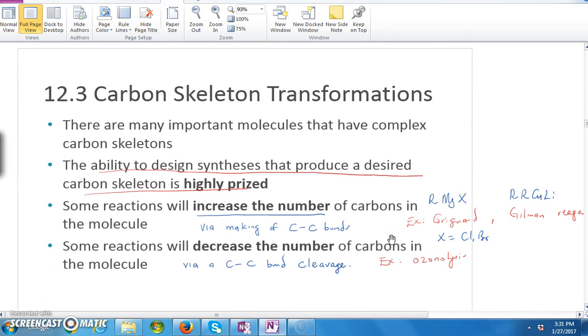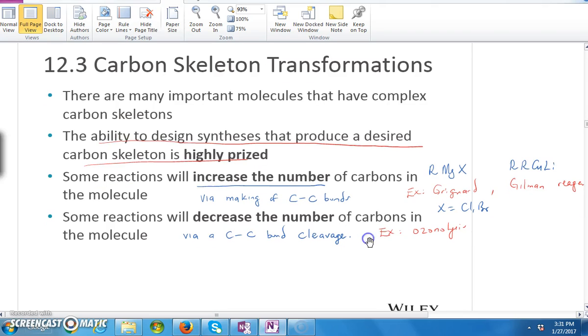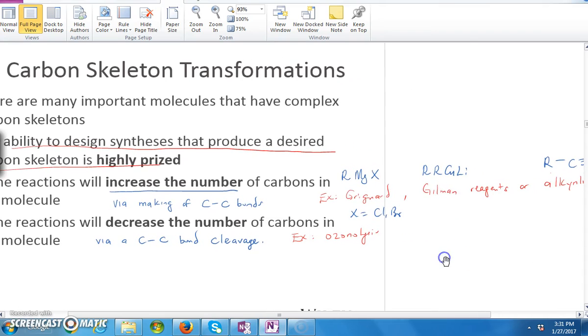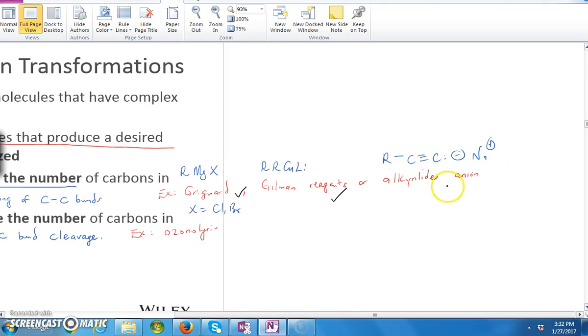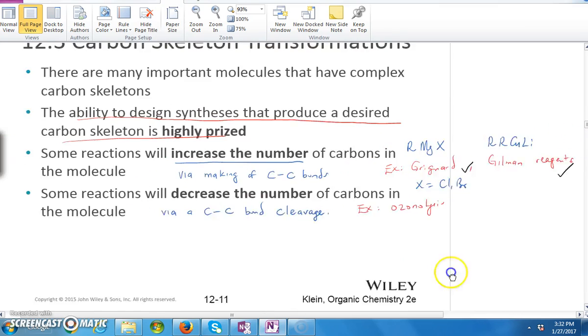Okay. Now, there are many important molecules that have complex carbon skeletons, and the ability to design syntheses that produce a desired carbon skeleton is highly prized. Now, some reactions will increase the number of carbons. We know the different reagents that will increase the number of carbons. This includes things like the Grignard, which we're going to look at shortly, the Gilman reagent, and what we looked at last semester was the alkynide anion. That's very important. This is a great way to form carbon-carbon bonds.